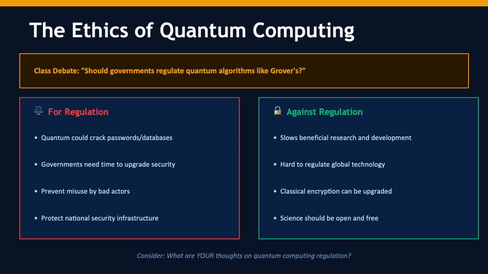There are no easy answers here, and this is exactly the kind of issue that the next generation of scientists, policymakers, and citizens, and that means you can be one of them, will need to help figure out. Today's class debate is a chance to start thinking critically about not just what technology can do, but what it should do and who should get to decide.